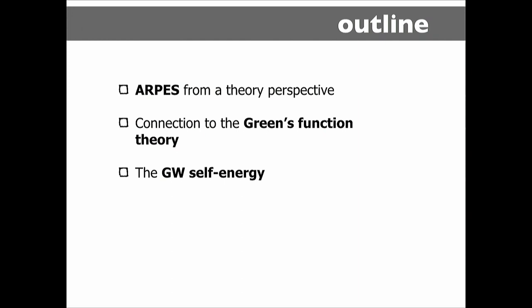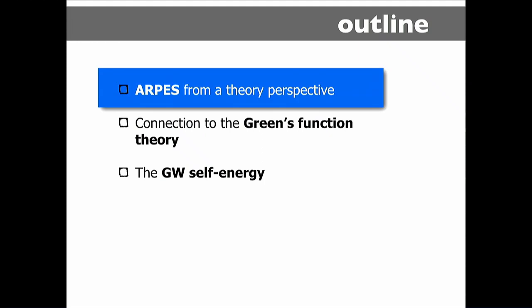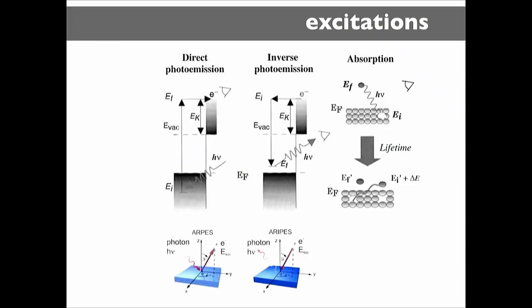And eventually we would like to compute the interacting Green's function, how to do that via the computation of a self-energy. The simplest, if you want, still meaningful and not toy model-like approximation to a self-energy, and the most popular, is probably the GW method. So this is pretty much the menu of this talk. So let's start from ARPES.